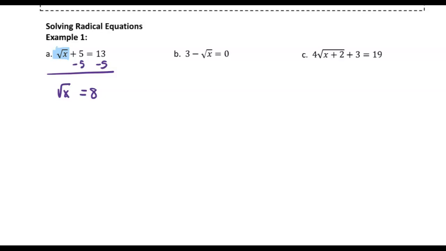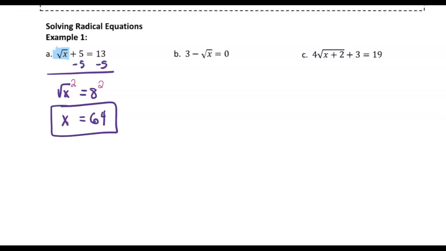Okay, now to get rid of a square root, the inverse of a square root is squared, so you square both sides. So the square root and the squared essentially cancel each other out, and you have x equals, and then 8 squared is 64.